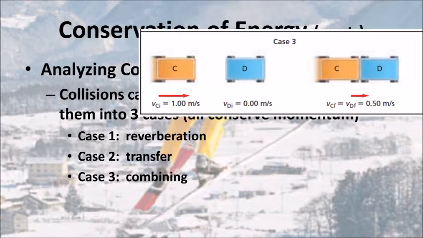In the third case, we're going to combine the two, where the 2 carts stick together after the collision. So we have an initial momentum of 1. When the 2 carts strike together, they now have a combined mass of 2 kilograms. However, they're only moving at a half meter per second. So we still have a total momentum of 1.